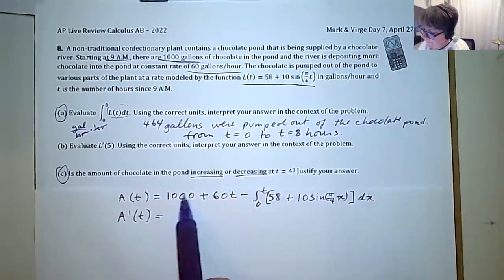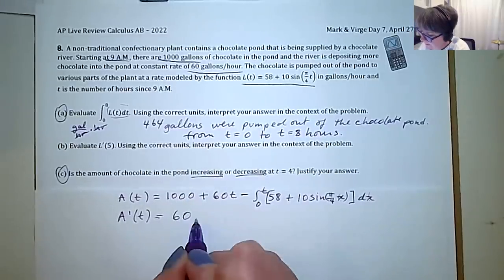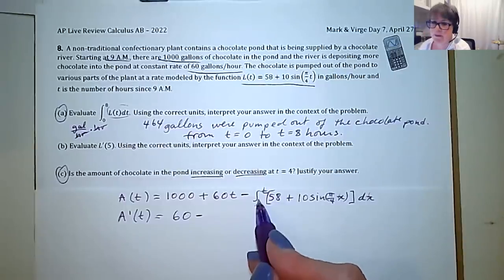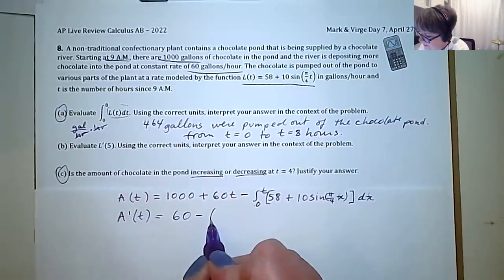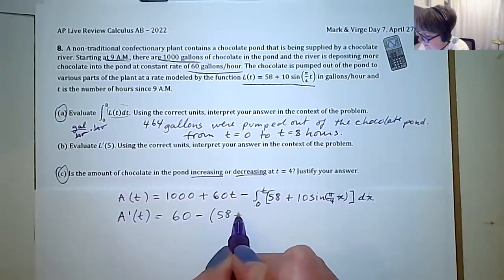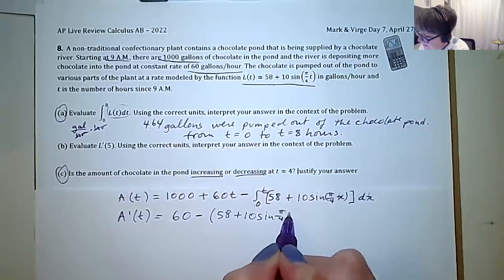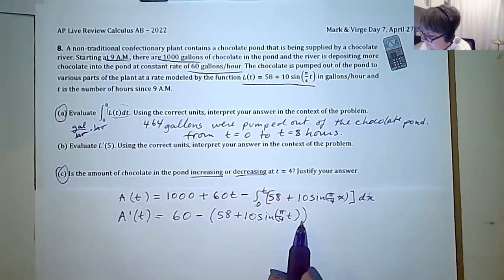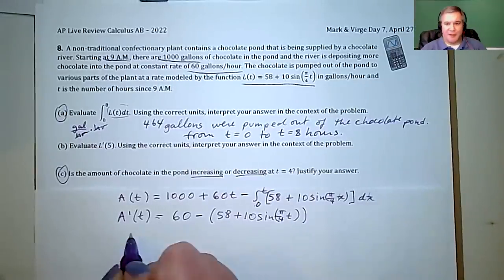So the derivative of 1,000 is 0. The derivative of 60t is going to be 60. And then minus, I'm taking the derivative of the integral. So that's the fundamental theorem there. And I'm just going to go ahead and say that that result ends up being 58 plus 10 sine of pi over 4t. And I've got those parentheses around there because I have to distribute that negative, because we're subtracting all the chocolate that gets pumped out.